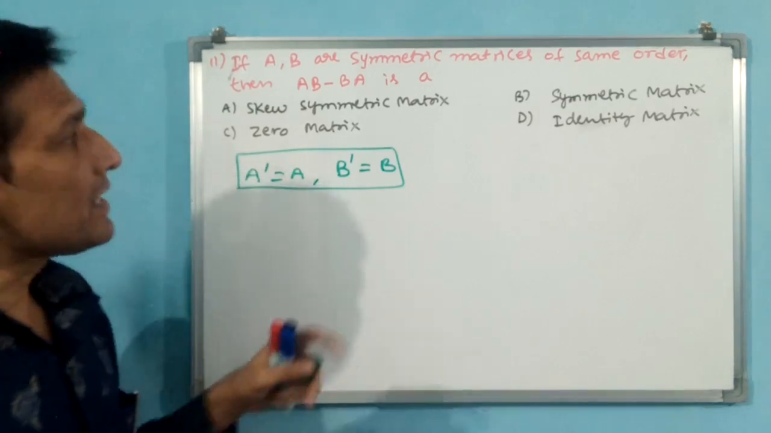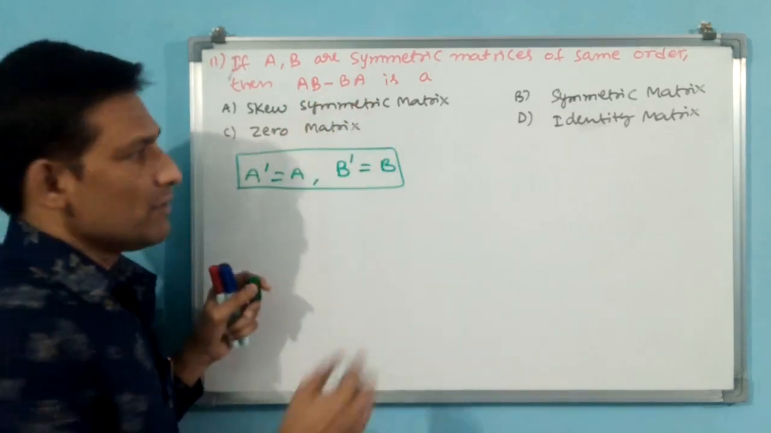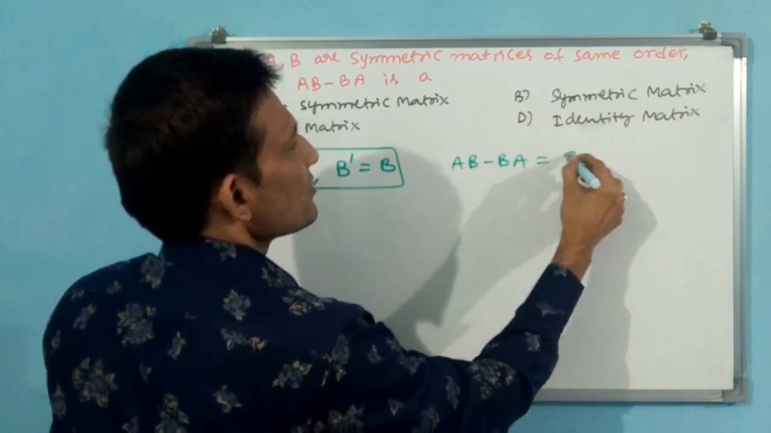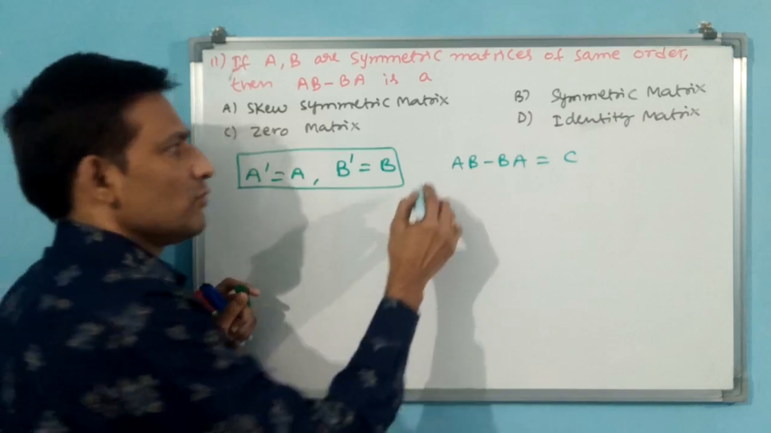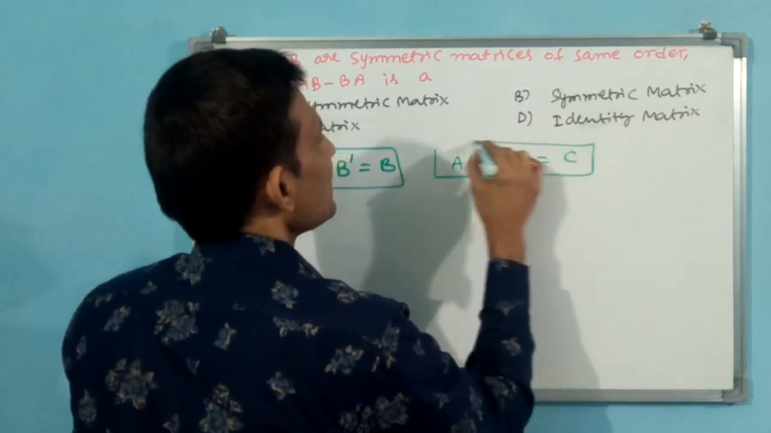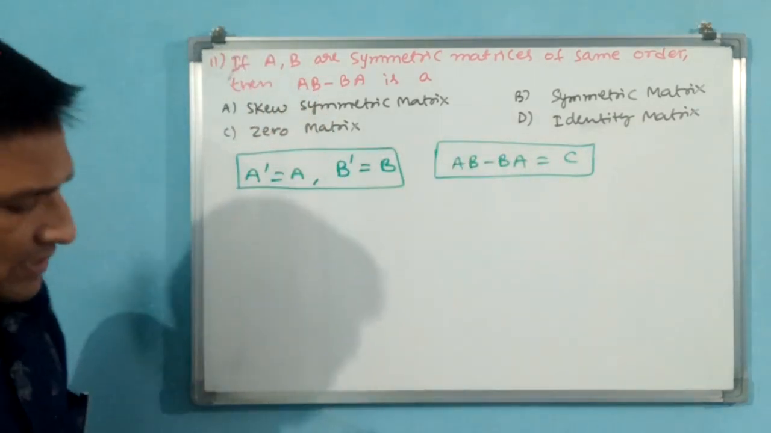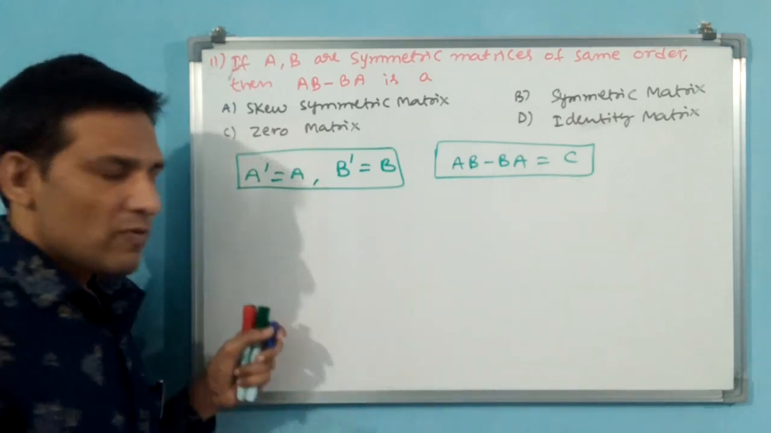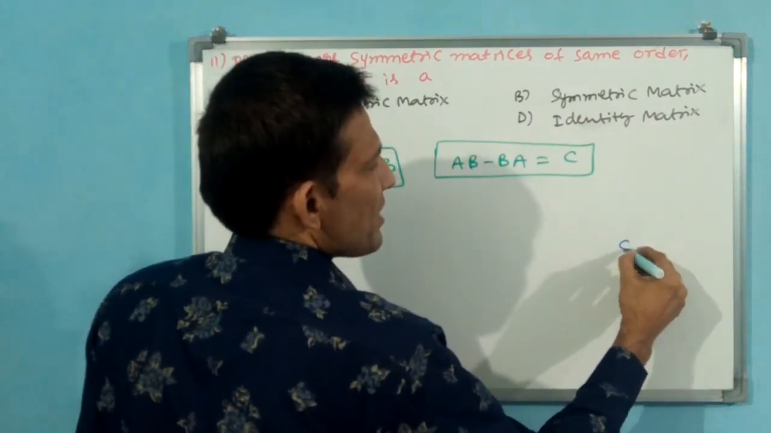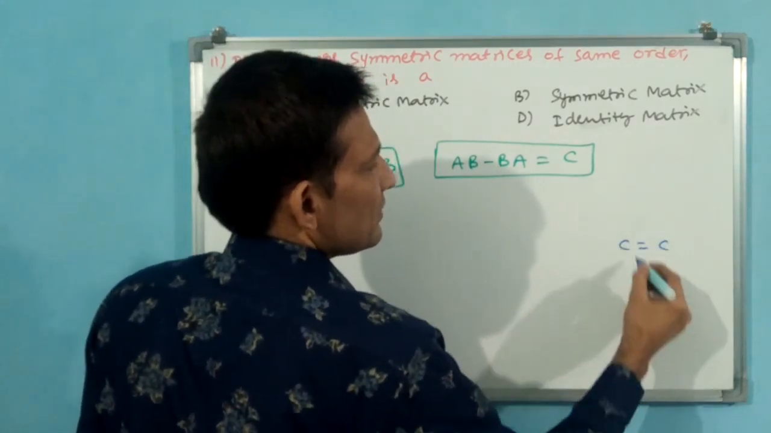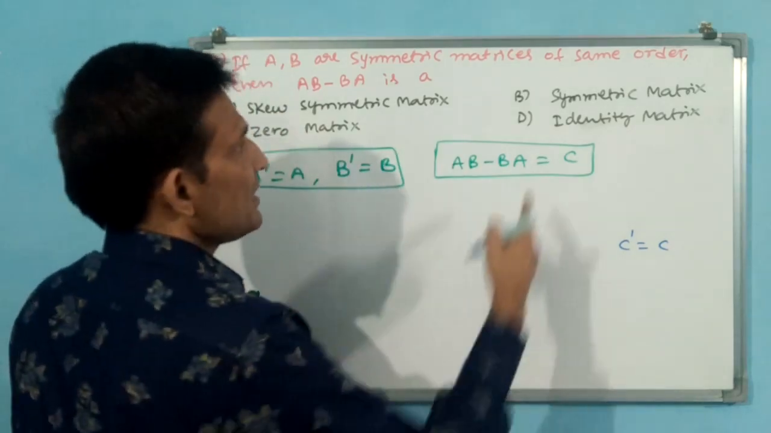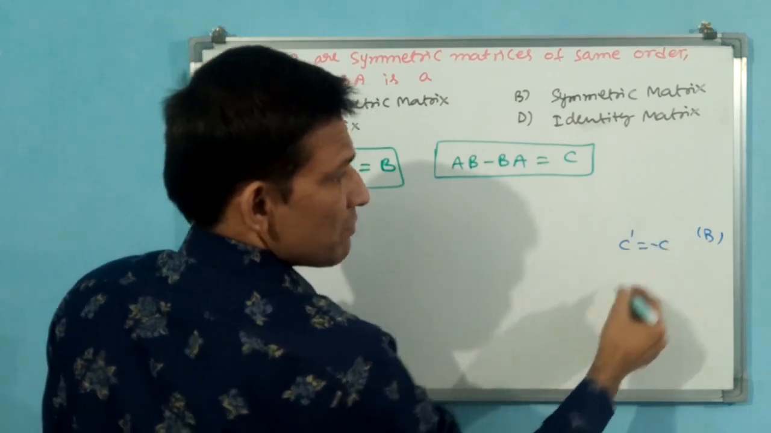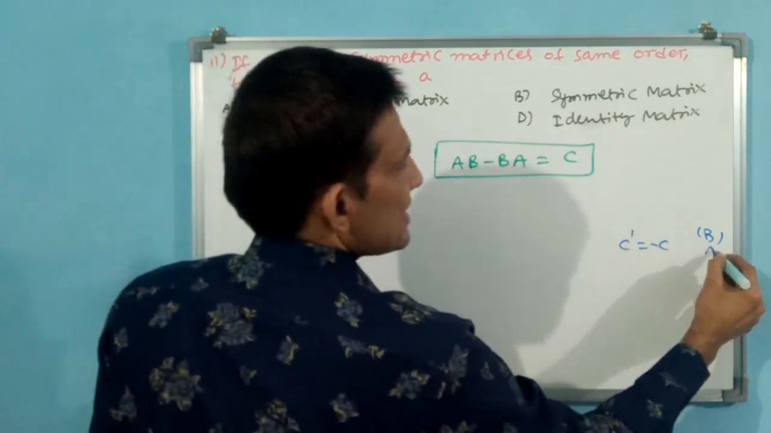Now what is he asking? He is asking us to find AB minus BA. You see what I am writing here, carefully observe. AB minus BA is equal to C, I am taking. This also I am keeping in a box. AB minus BA is C. Now what I am telling you, AB minus BA means C. If C transpose is C, then this is symmetric, the answer is B. If C transpose is minus C, then the answer is A.